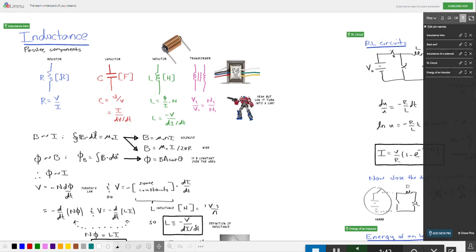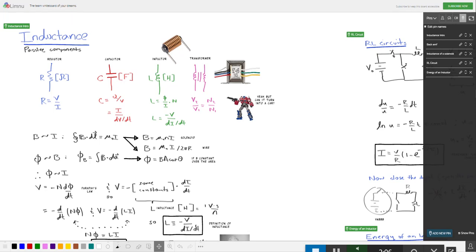And similarly for inductance, we'll see how we derive this in a little bit, but this is just another form of Faraday's law. We see that inductors resist changes in current in a circuit. So capacitors resist changes in voltage, inductors resist changes in current, and resistors just resist the flow of current.